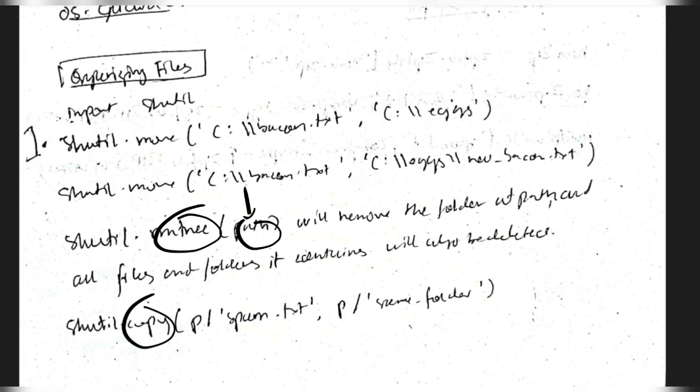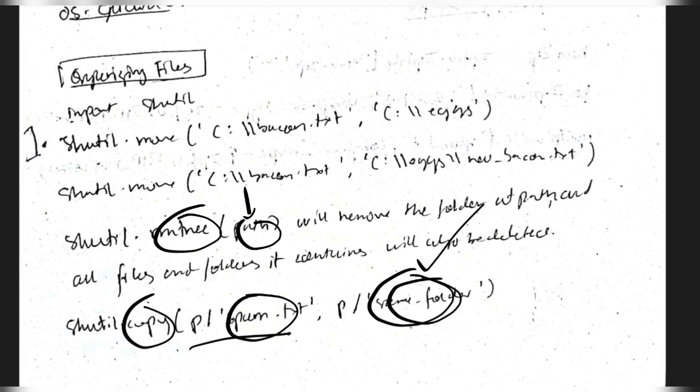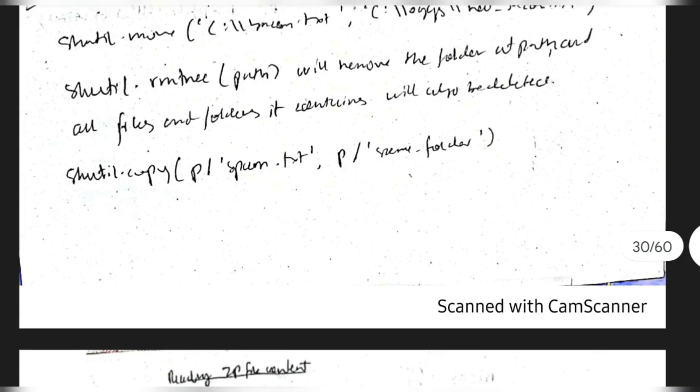And the last one is copy. To copy the file, you specify which file you want to copy and where you have to copy it, with what name. The name will be the same. The path you have to copy to will be present here, and the path of the file you have to copy will be present here. So this is how you do the 4 operations.